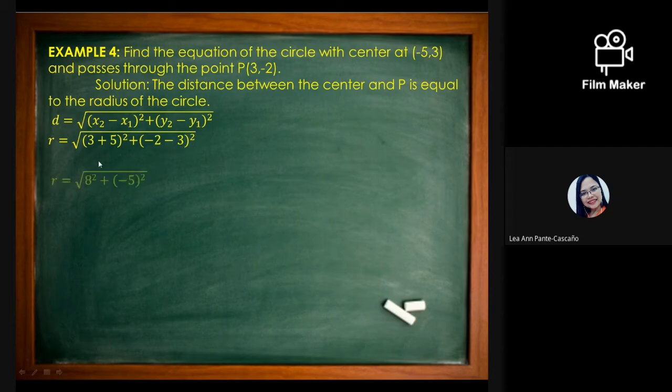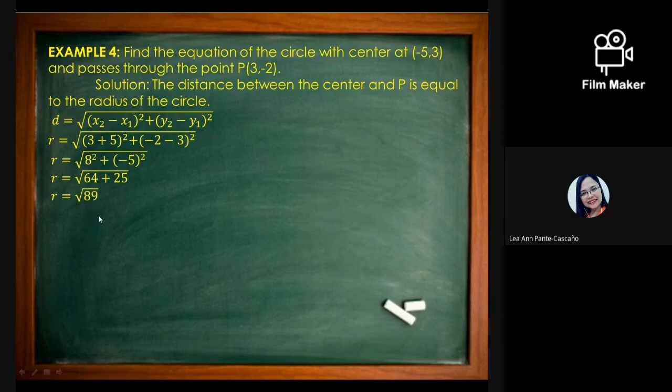Then, simplify natin. 3 plus 5 squared is 8 squared. Negative 2 minus 3 is negative 5 squared. Then, simplify. 8 squared is 64. Plus 5 squared is 25. 64 plus 25 is equal to the square root of 89. Since 89 is not a perfect square, lalagay lang natin yung radius natin is equal to the square root of 89. So, meron na tayong radius ngayon.